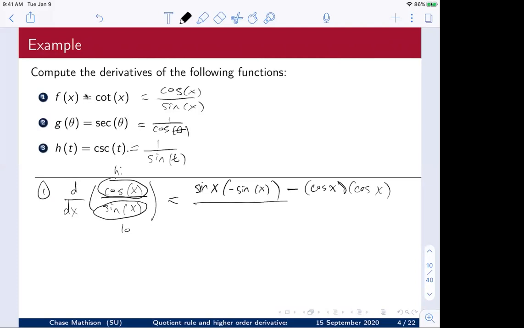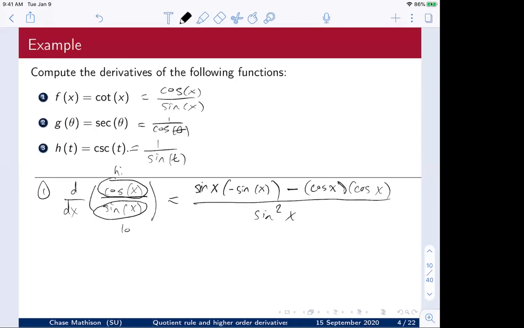Over the square of what's below. So just sine squared x is how we will write that. The square of what's below. Okay. Are there any questions on that so far? Technically, you're done. If you're on an exam and you're running out of time and you left this as an answer, I would give you probably most, if not all of the points, because technically you've taken the derivative correctly at this point. I would prefer if you simplified this, because there's some trig identities we can use to simplify this.